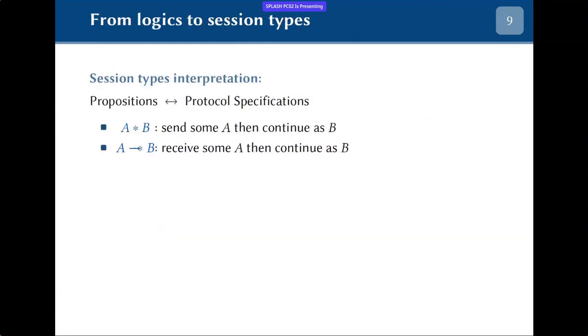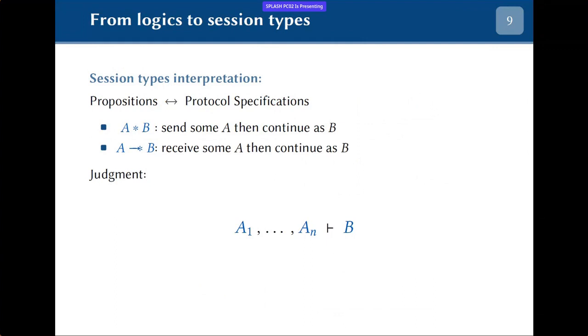Now, we'll get back later to what this means in terms of the typing, but before we get to the typing, we need to understand how we are going to interpret propositions in terms of protocol descriptions. So I'm going to propose this analogy here. We are going to say the conjunction of A and B is going to represent the specification of a protocol that expects the send of some A, and then will continue as the protocol B. And the arrow type A implies B will be dually representing a receive of some A and then a continuation as B.